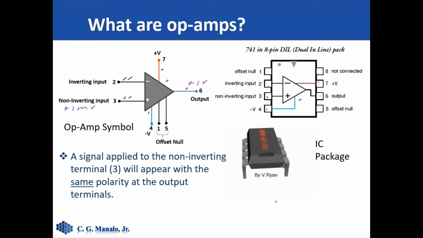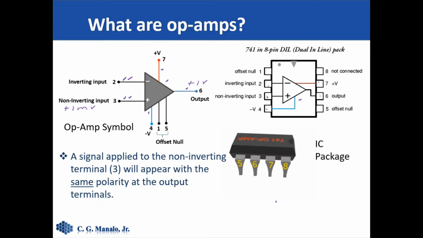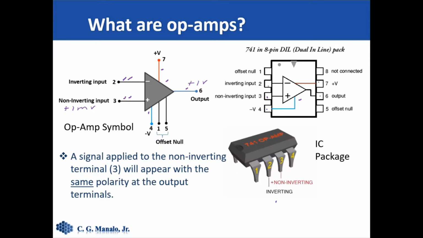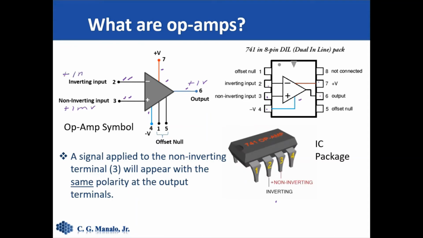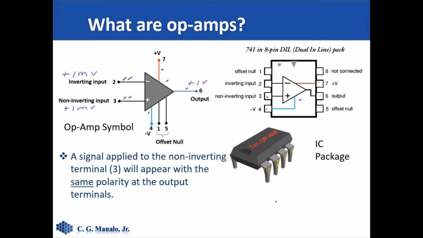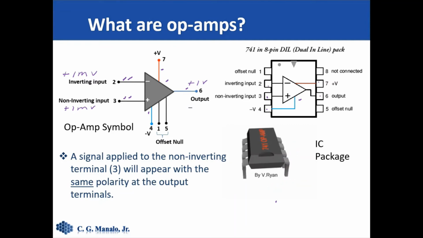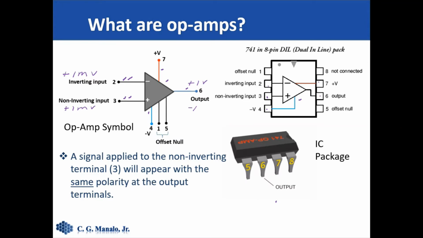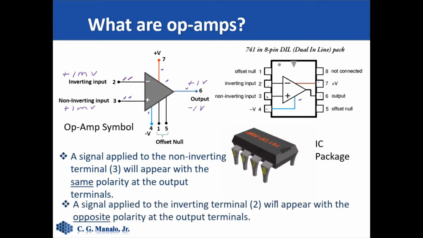So if I feed a positive signal in the non-inverting input, I also get a positive output, an amplified version of the input. But when I feed that same signal to the inverting input, I also get an amplified version, but this time it will be the reverse of the input, so it comes out negative 1 volt.